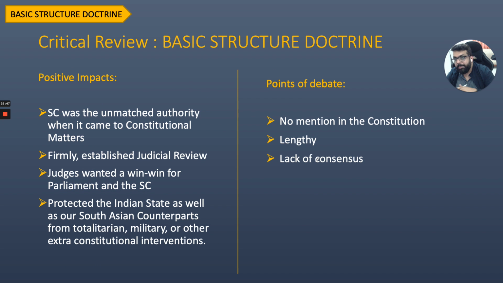Now, when we look at a broad critical review of the basic structure doctrine, it's again very simple. There are some good things about it, there are some concerns about it. First, the one thing that was exceptionally clear is that the Supreme Court became the unmatched authority when it came to constitutional matters. Second, it concretized judicial review forever.